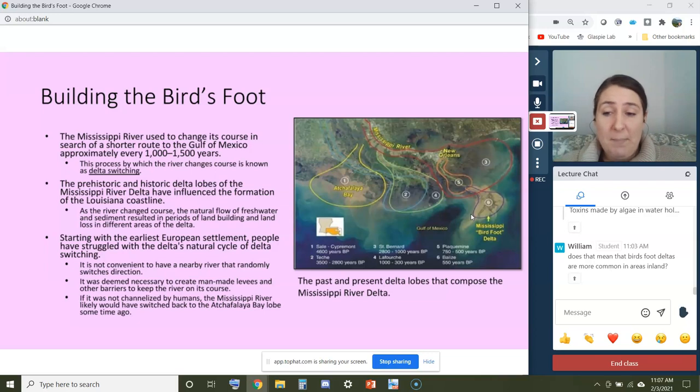If the Mississippi River was not channelized by humans starting in the 1930s, the Mississippi River likely would have switched back to the Atchafalaya Bay lobe some time ago. The river wants to go over here. We are preventing it from doing so.